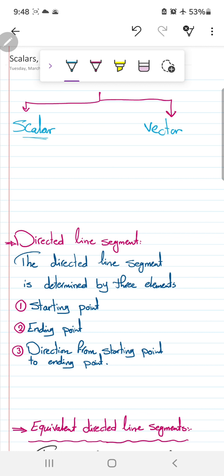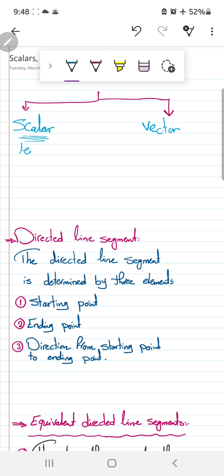Scalar quantity is determined by a magnitude, like length. If we say your length is 170 centimeters, we talk about only the magnitude. We don't say your length is 170 centimeters in some direction. So scalar quantities are like length, mass, time, temperature, volume, distance, and so on.